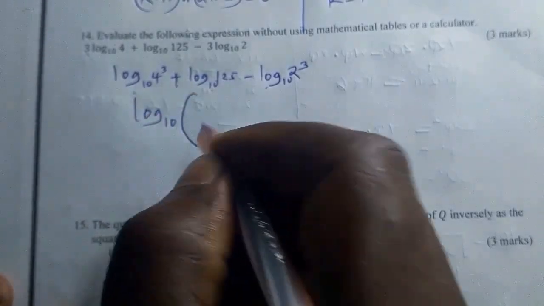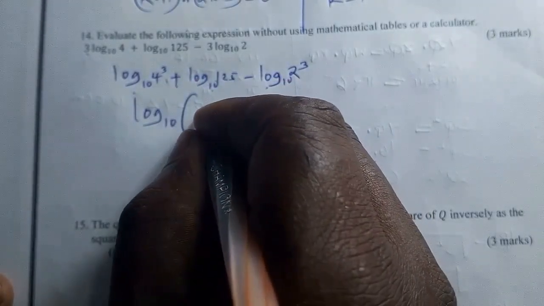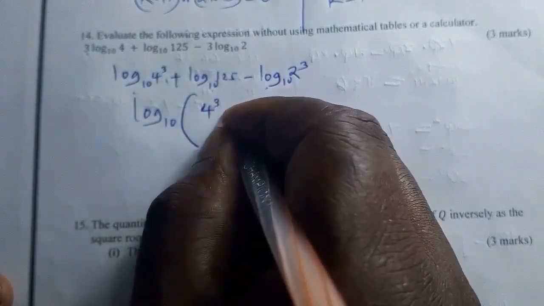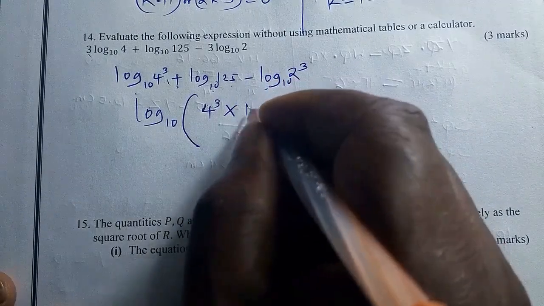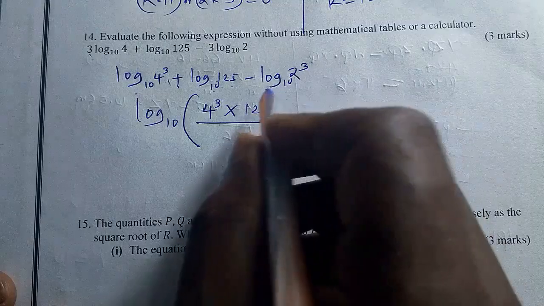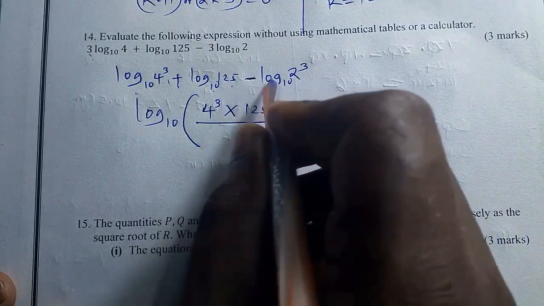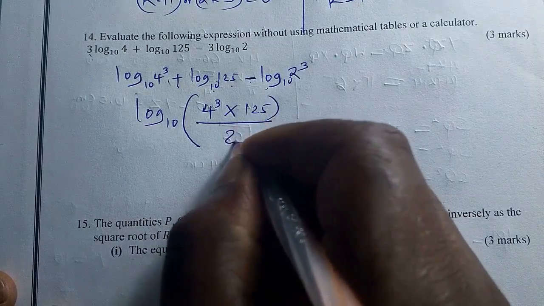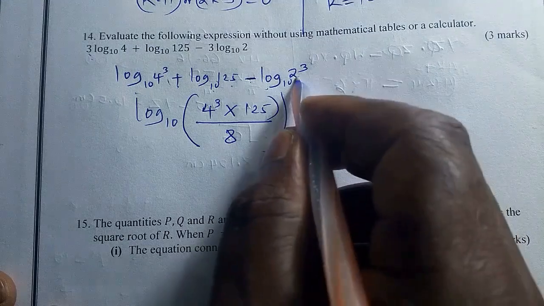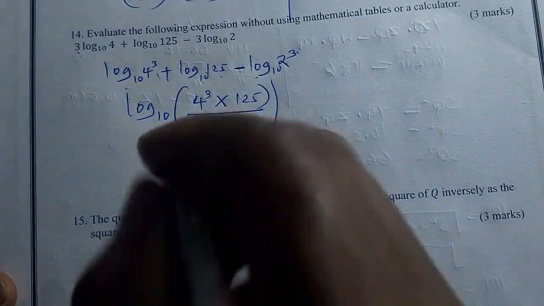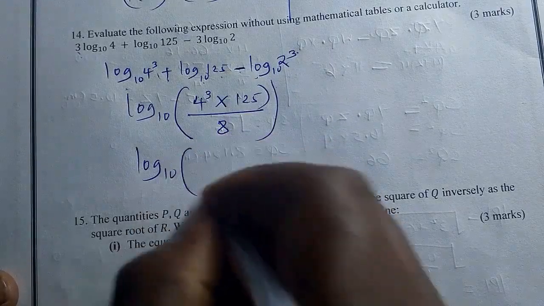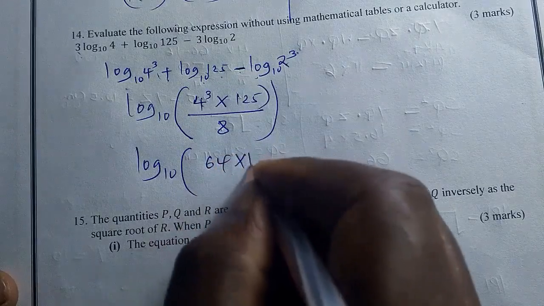The common factor is log base 10, which is 4 raised to power 3 times 125, divided by, because minus means division, we divide by 8. 8 is 2 raised to power 3. This is the same as log base 10 of 64 times 125 over 8.